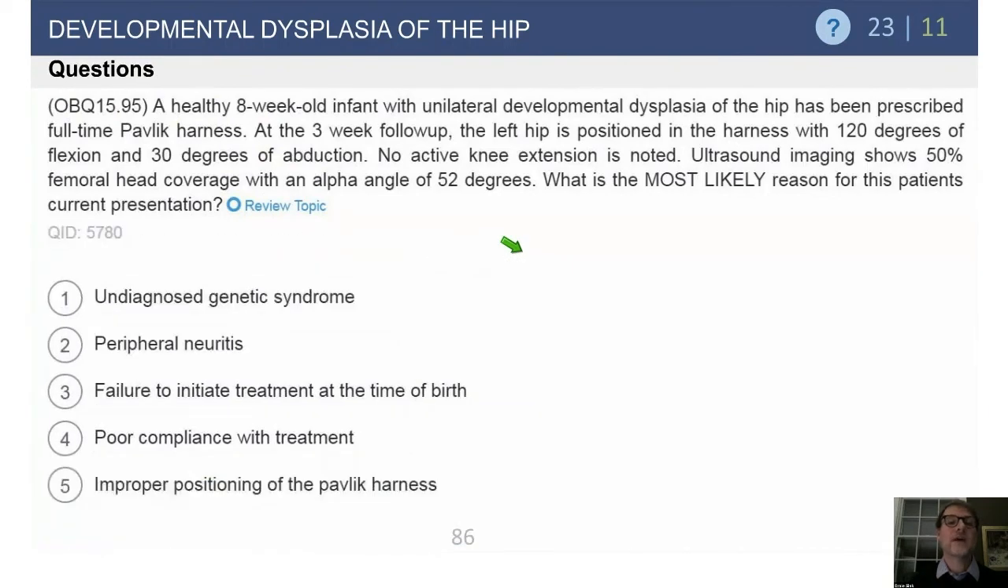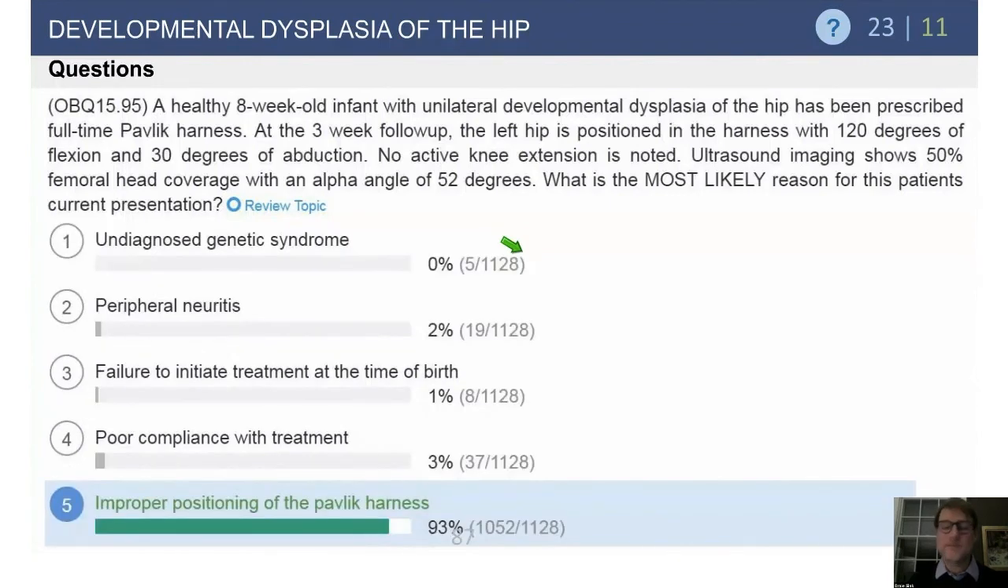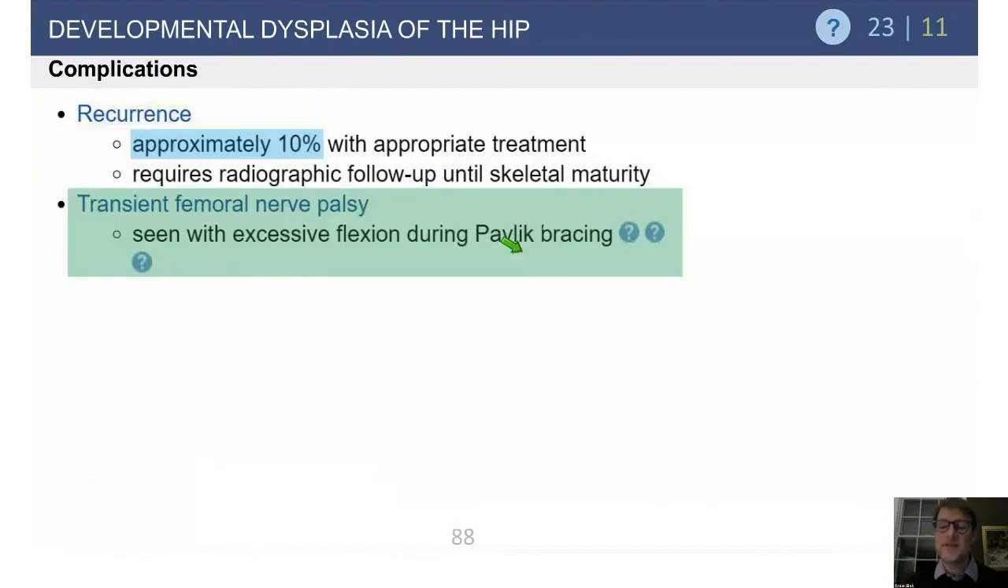So here's a child that at 3 weeks follow-up, the hip is positioned in the harness with 120 degrees of flexion and 30 degrees of abduction, and they have a femoral nerve palsy. So that is most likely improper positioning of the Pavlik harness, leading to a femoral nerve palsy, which you can see has been a common theme of a problem with the Pavlik harness.